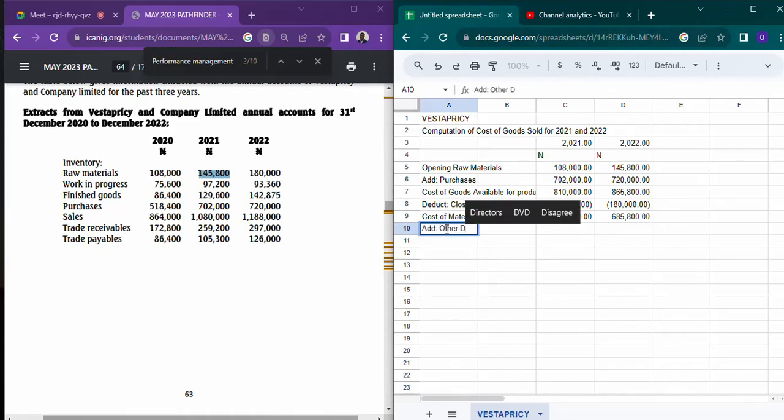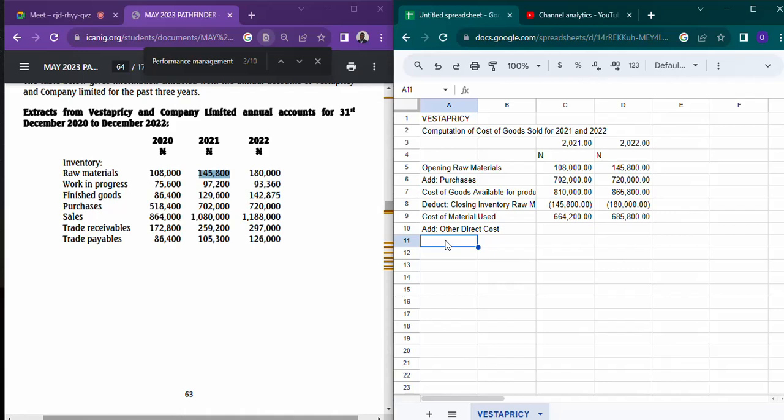So add other direct costs. And you know direct costs are all costs attributable to the production of goods and services. We have three major components of direct costs: direct material, direct labor, and variable overhead, which is your production expenses. So we have direct wages. We've gotten our direct material already.